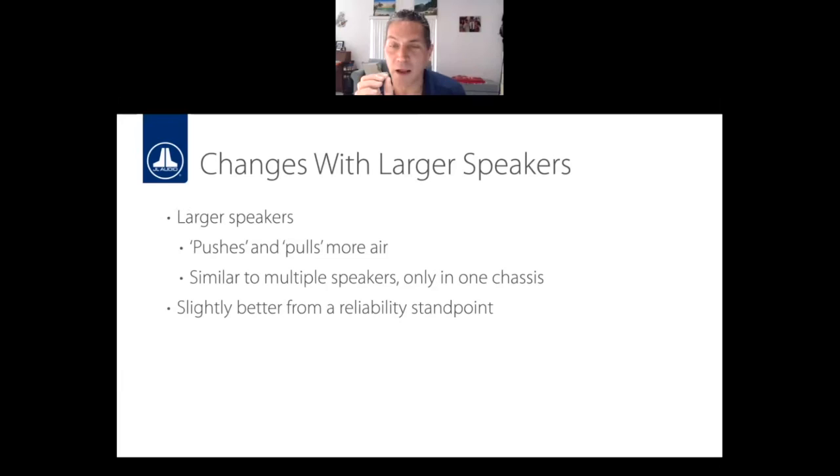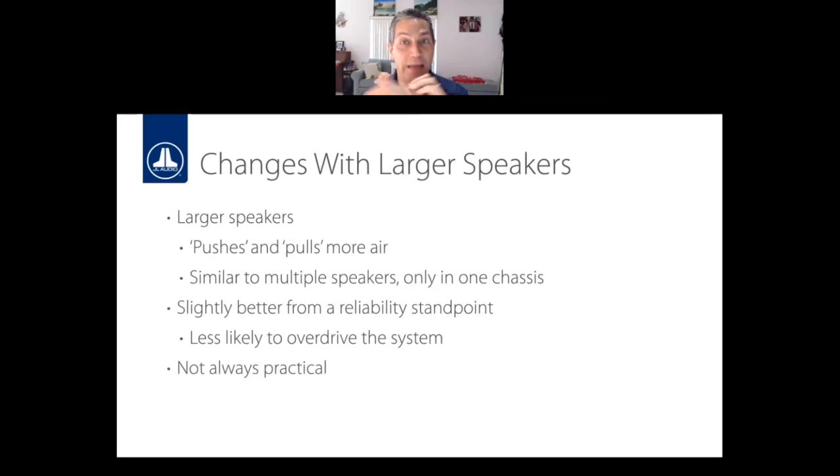It's slightly better from a reliability standpoint because we're less likely to overdrive the system, because for a given amount of power into it, the speaker's giving us more. So we don't have to turn it up as much to get that output. So that's where the benefit comes in. Yes, this is a great thing, but it's not always practical to put that giant speaker in there. So yeah, it's slightly better from reliability, but it's not as good as if you added multiple speakers.